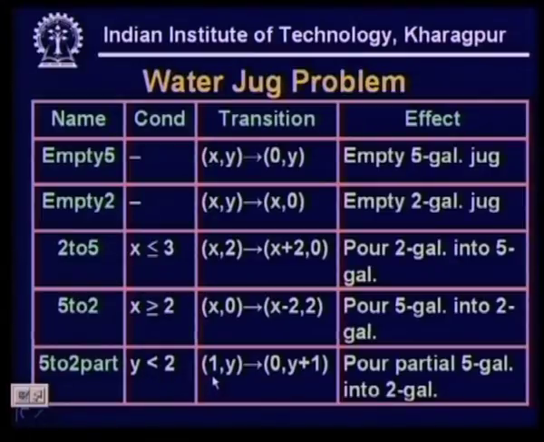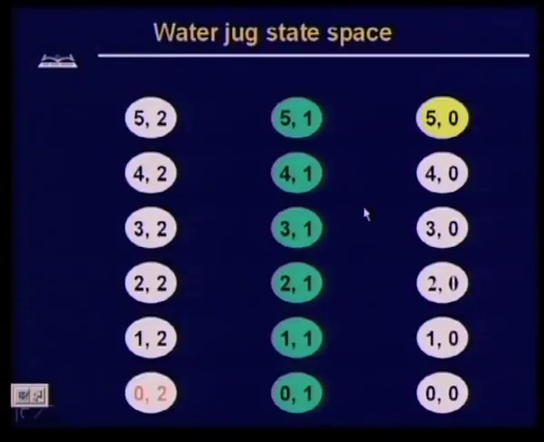5 to 2 partially you can apply when y has less than 2 gallons of water. In that case, (1, y) will become (0, y plus 1). So, you pour the partial 5 gallon into 2 gallon. So, this table shows the effect of all the transitions.